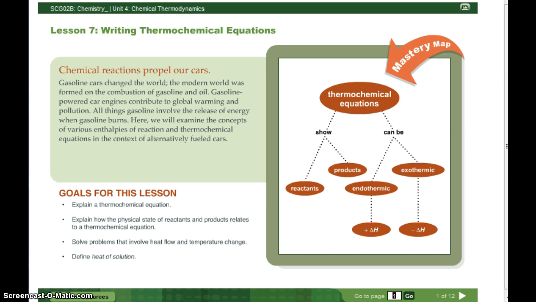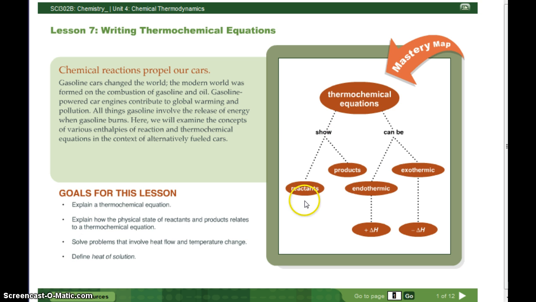Here we will examine the concepts of various enthalpies of reaction and thermochemical equations in the context of alternatively fueled cars. Goals for this lesson: explain a thermochemical equation, explain how the physical state of reactants and products relates to a thermochemical equation, solve problems that involve heat flow and temperature change, and define heat of solution.